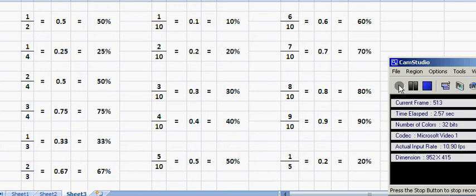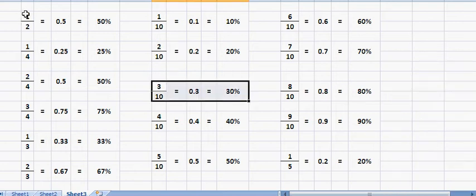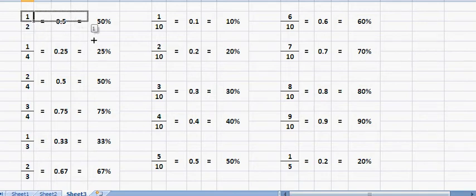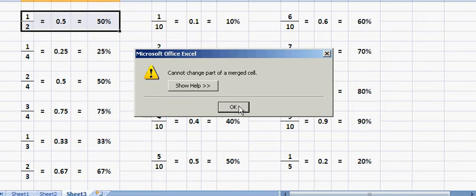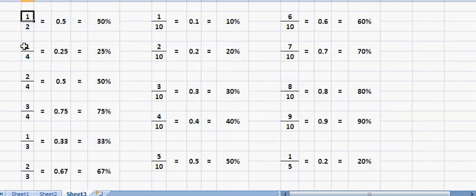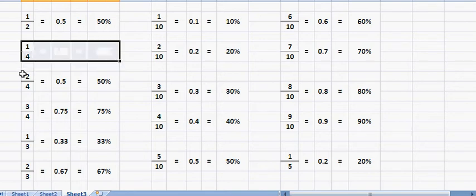Okay, what we're looking at here is the equivalence between fractions, decimals, and percentages. And in today's lesson, what we're actually looking at are some common fractions and what they are as decimals and what they are as percentages. So if we start here, a half is 0.5, which is 50%. Okay, a quarter is 0.25, 25%.